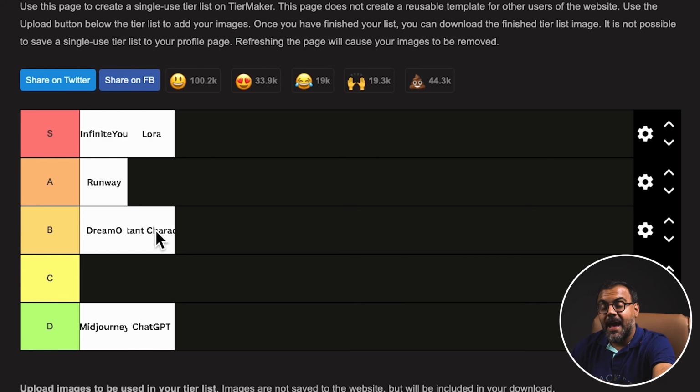Instant Character has the ability to be paired up with style LoRAs, and it's really, really powerful at taking that single image character, a style LoRA, and transposing that identity. And you can see more of that in my Instant Character video.